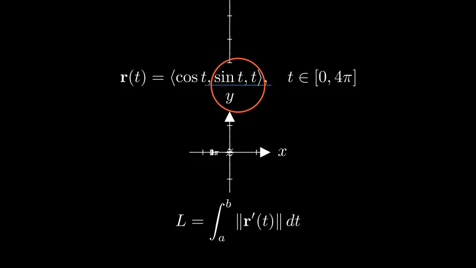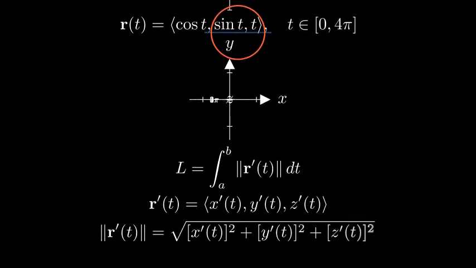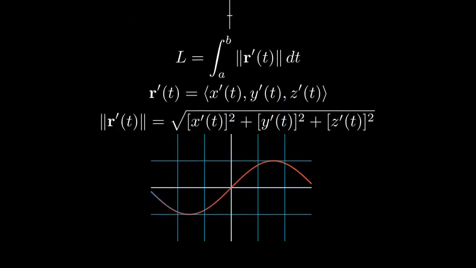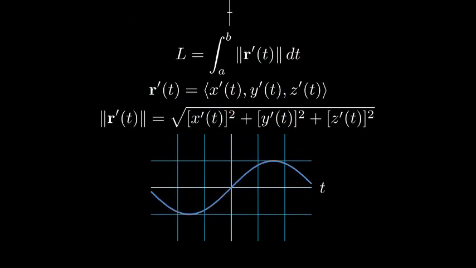Now, let's move on to calculating the arc length of a space curve. The length of a curve R(t) from t equals a to t equals b is given by the integral from a to b of the magnitude of R prime of t dt. Here, R prime of t is the derivative vector with components x prime of t, y prime of t, and z prime of t. And the magnitude of R prime of t is the square root of the sum of squares of these components.